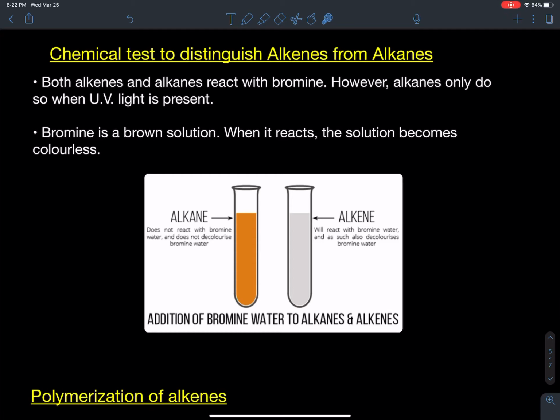So if you look at this diagram over here, the alkane, when you add bromine, and bromine is a brown solution, will stay brown. Whereas if you add that brown solution to any chemical that has an alkene in it, it'll automatically react and make a colorless solution. So we know that chemicals have alkenes in them if bromine becomes colorless when you add it to them. That's a bromine test for alkenes. It's a way of distinguishing alkanes from alkenes.